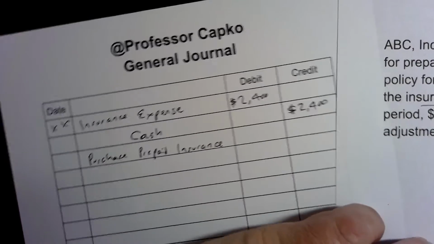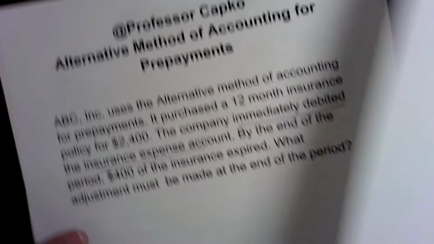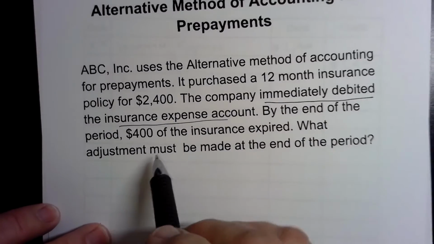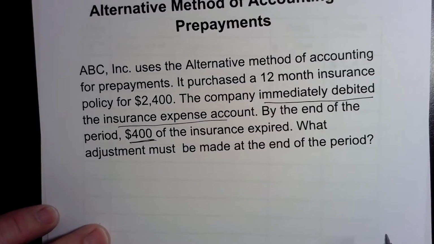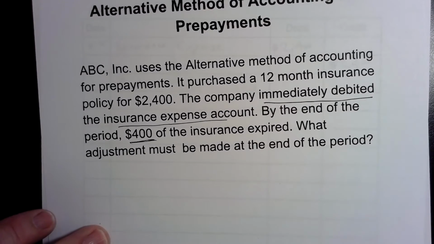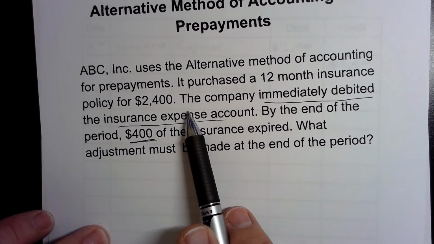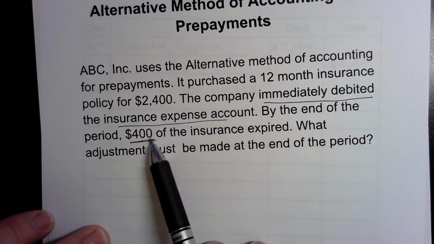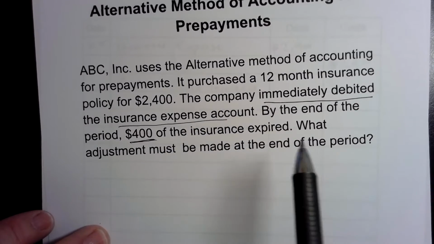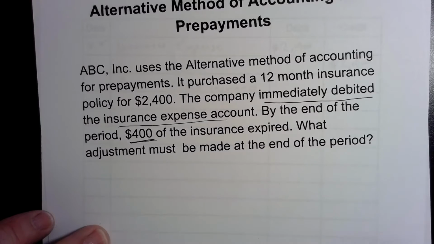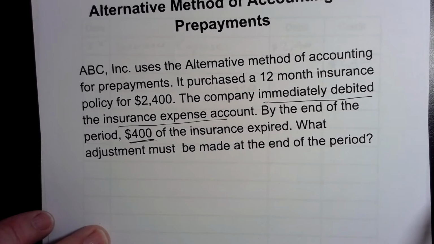Now we come to the end of the period. Whatever it is, it appears to be a couple months later, and there is $400 of the insurance has expired. In other words, it's been used up. Time has gone by, and in this case, it's a 12-month policy, $2,400. So that's $200 a month. So it appears that 2 months have expired of insurance. We're at the end of the period, so $400 has expired.